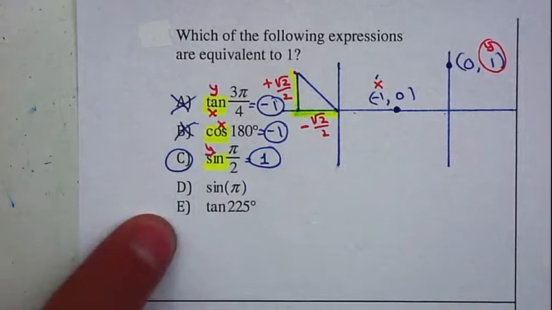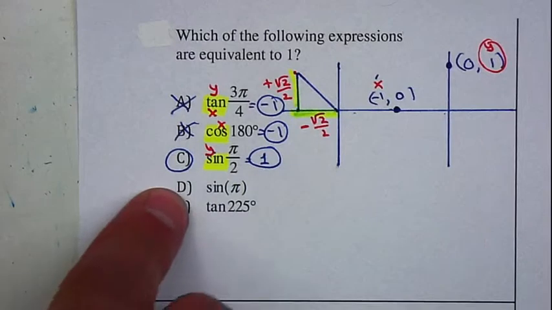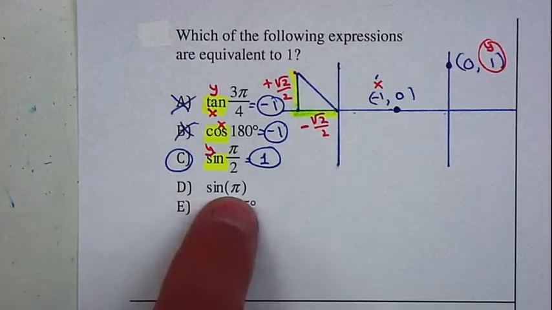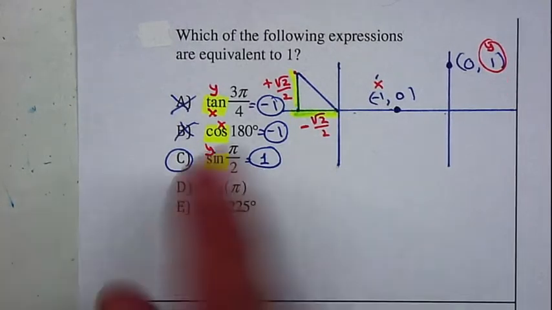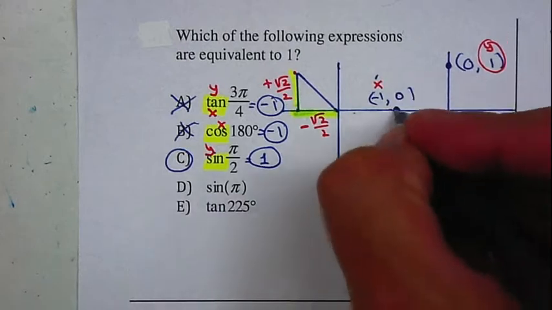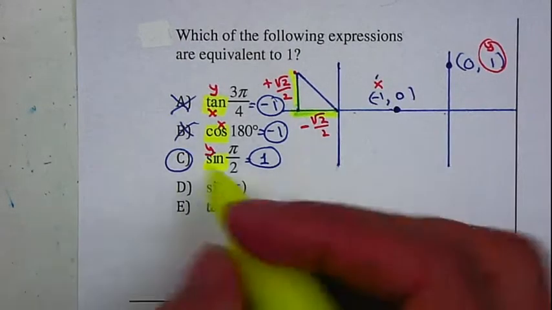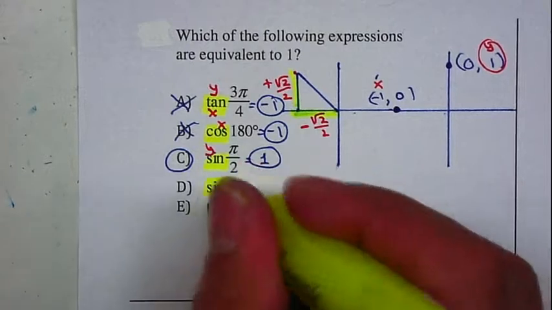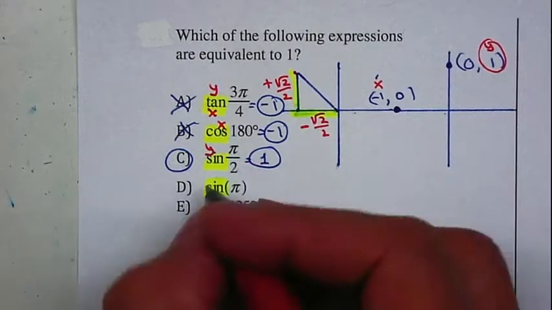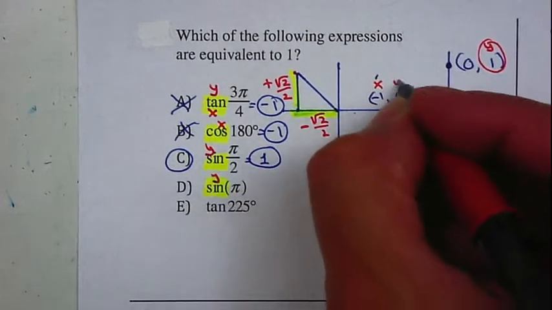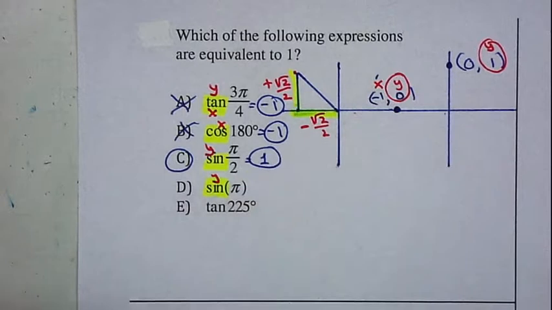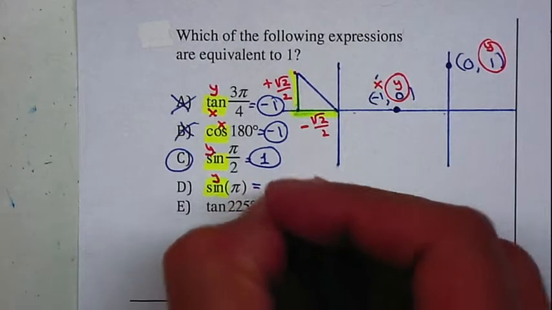Remember to check each one of them. Letter D, the sine of pi. Pi is equal to 180 degrees. Pi is located here, and we already labeled it. The sine is your y value. And in this case, the y value is 0. So the sine of pi is equal to 0.